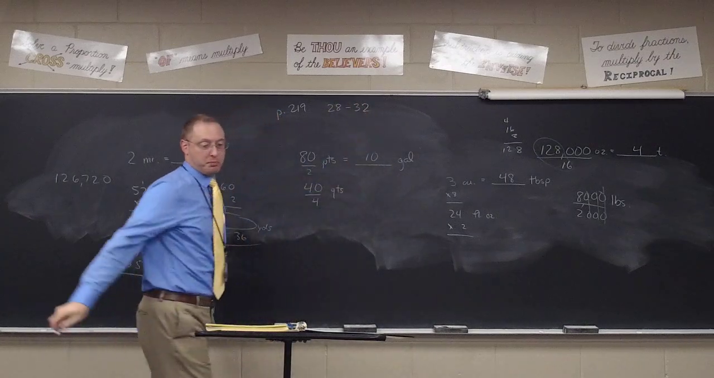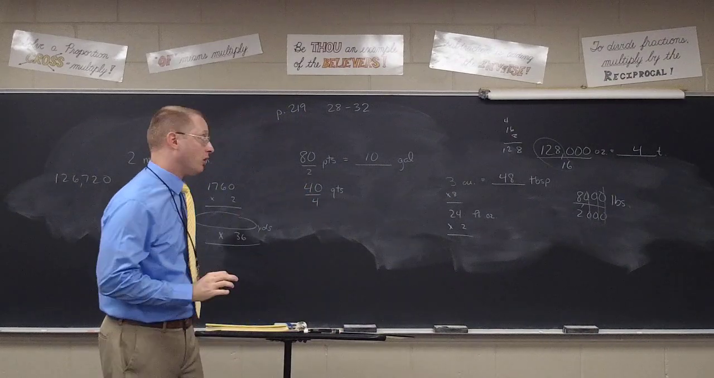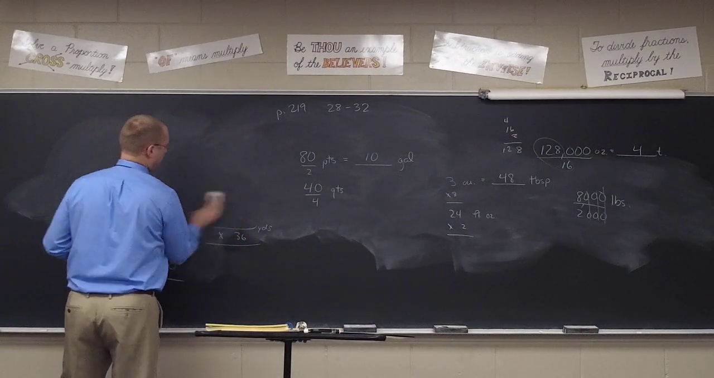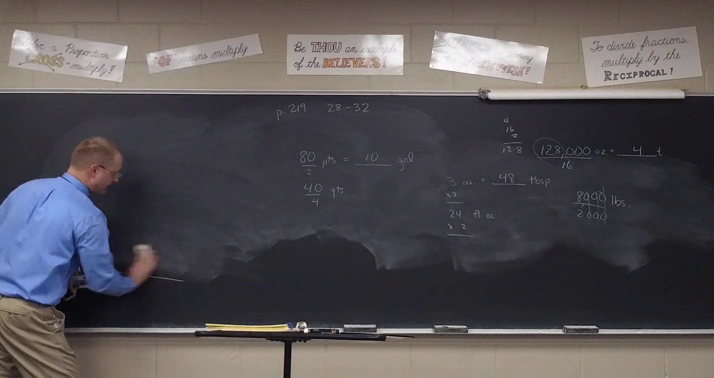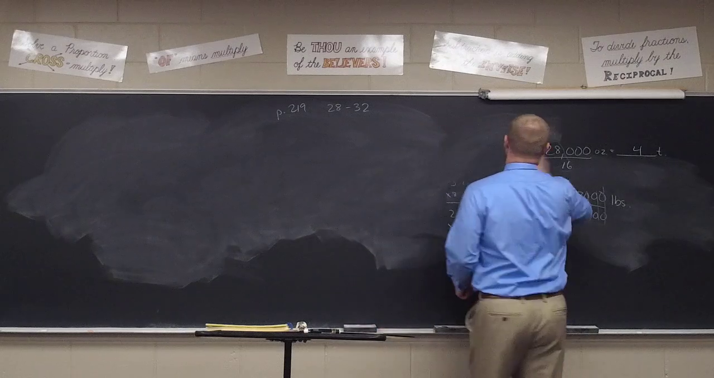You might want extra paper for these, just because of the multi-step stage. Unless you write small, I'd suggest having out some extra paper so you don't feel cramped for space, writing numbers on top of each other so you can't read anymore. Page 219, 28 to 32.